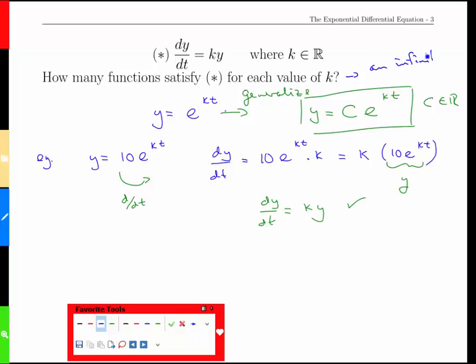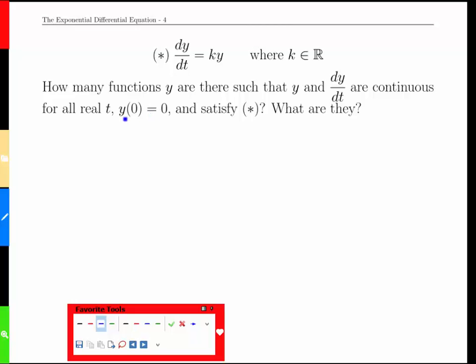They belong to a family, they all have some similarities to each other, but there actually are an infinite number of functions that would satisfy this differential equation if that's all we were provided with. By choosing different values of c, we would get different solutions. Now, what we can do is narrow things down a little bit further by adding what are called initial conditions.